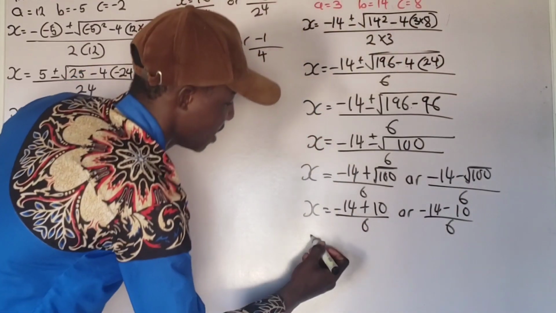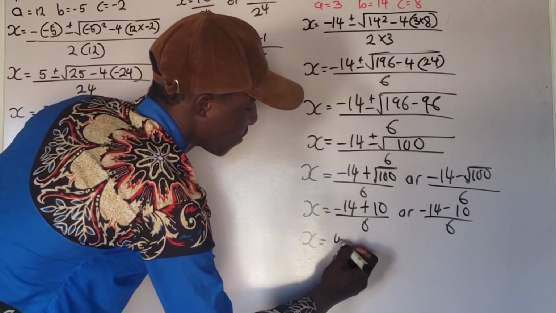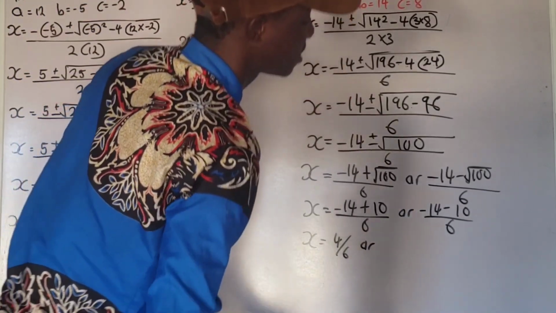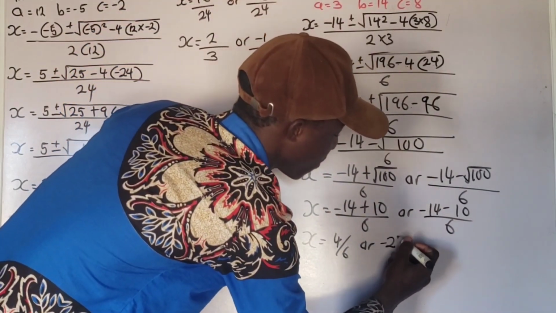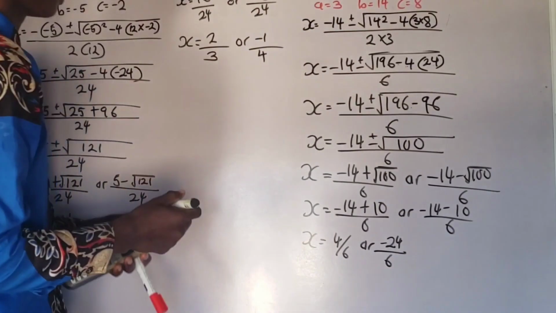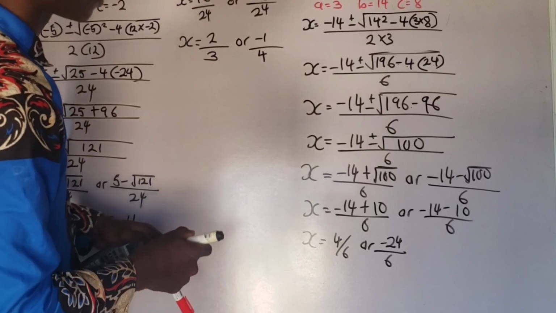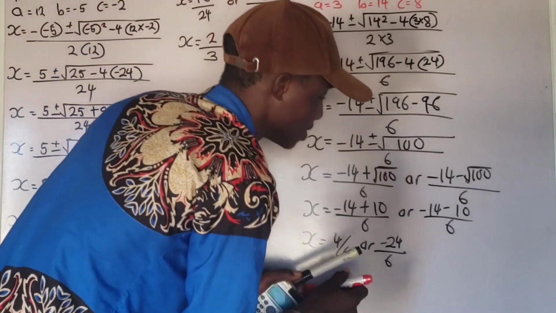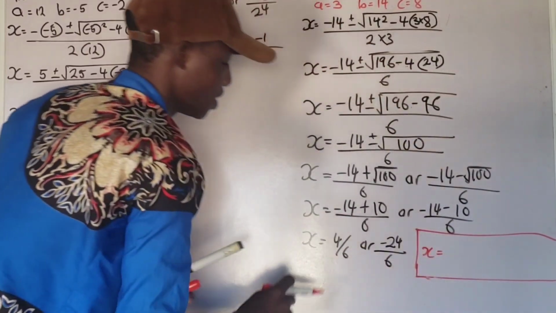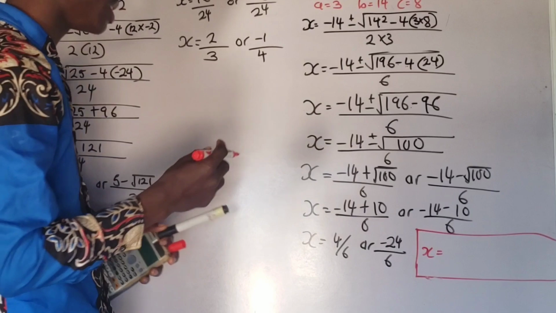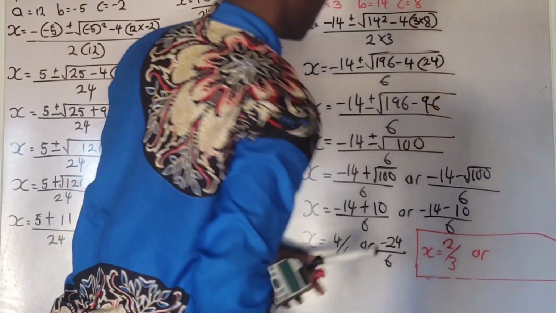Okay, x now will be equal to negative 14 plus 10. That is 4. So I'm going to have 4 all over 6, or negative 14 minus 10. That is negative 24. So I'm going to have negative 24 all over 6. Now it is easy to determine the value of x. All you have to do is reduce this fraction. So x, please pay attention, is equal to 4 divided by 6. Reduce both the numerator and the denominator by 2. So I'm going to have 2 over 3, or negative 24 divided by 6.